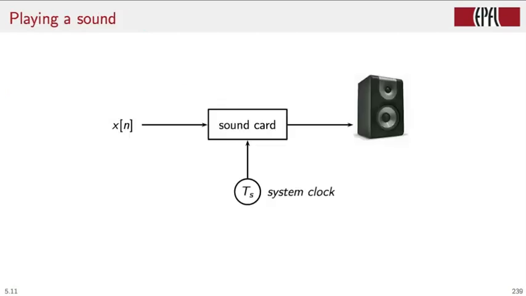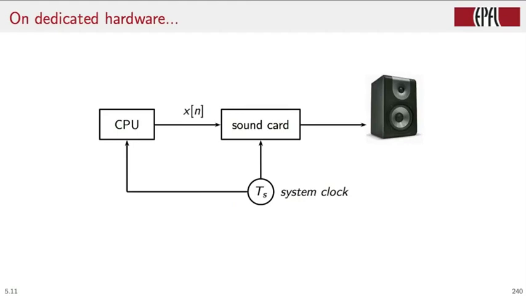Let's look in more detail at the output process. We have a series of samples, x[n]. We have a sound card, which is the device that will bridge our digital world to the analog world of the loudspeaker, and the sound card operates with a system clock of TS. Now let's assume that our sequence x[n] is generated by some algorithm by a central processing unit. On a dedicated audio device, we could use the same system clock to drive both the production of samples and the output process. So the system would be rather simple.